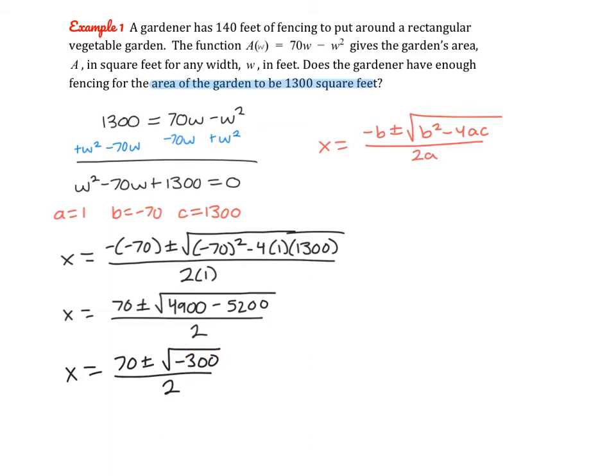So here, hopefully we remember that we can't take the square root of a negative number. So this actually means that there's no real solution for this equation. So if we go back and look at the question, it says, does the gardener have enough fencing for the area to be 1,300 feet? Well, when we plugged in 1,300, we got no solution. So I'll write no solution here. And again, it's because we cannot take the square root of a negative number. So the answer to the question is no, the gardener does not have enough fencing. So we would say no, not enough fencing.